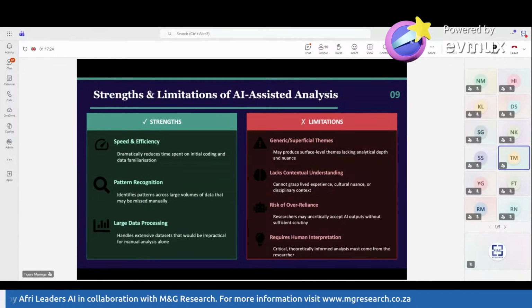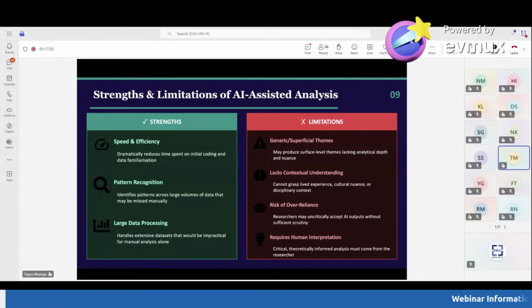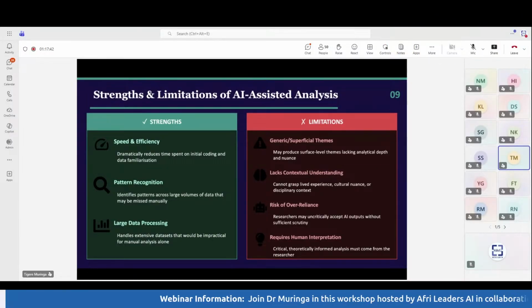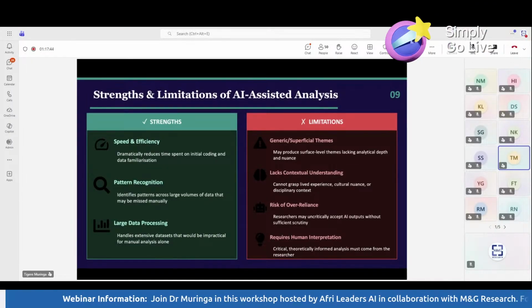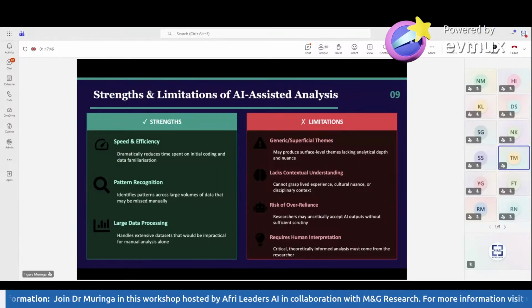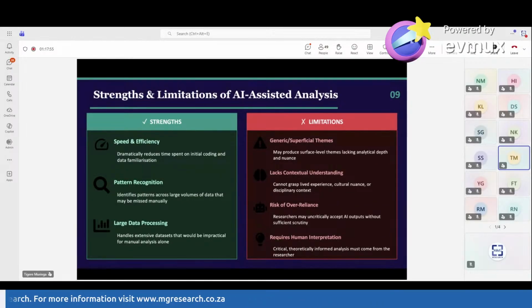But there are limitations, of course, right? I know ChatGPT has a tendency of producing surface level themes that lack analytical depth and nuances. But this limitation, we have come up with ways, and there's a training that I did, I think 2 years ago, on conducting thematic analysis or writing your analysis chapter using ChatGPT. It's available on YouTube, where I demonstrated how to circumvent all these limitations, right?